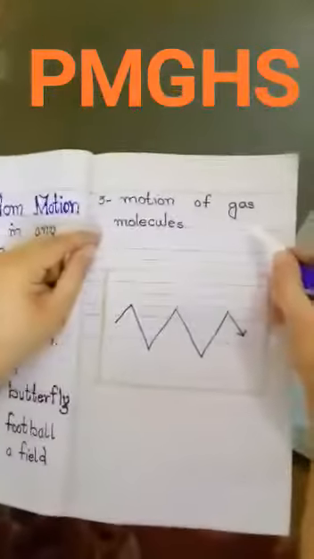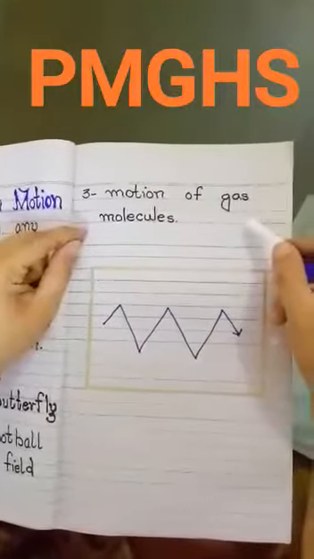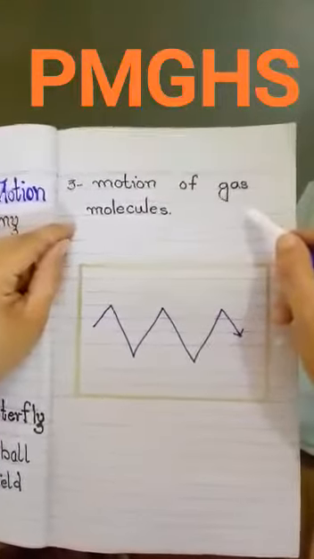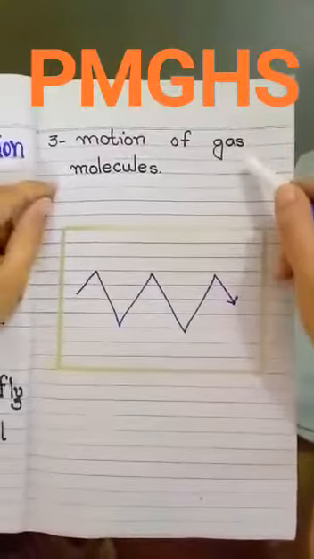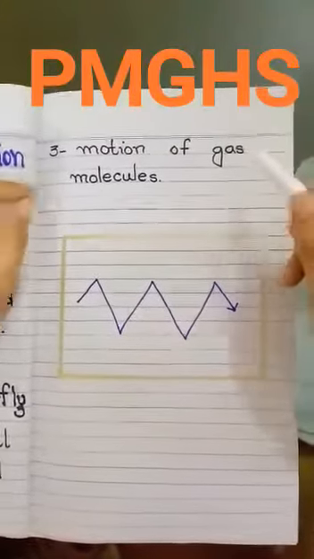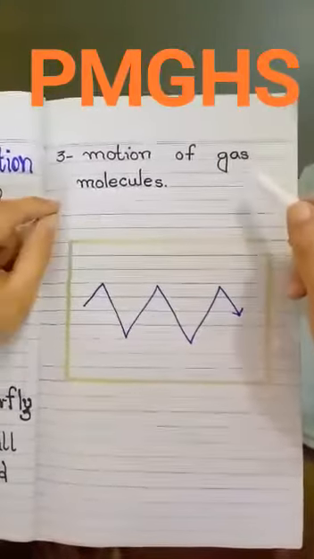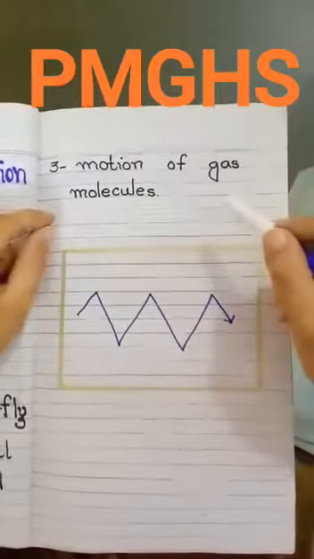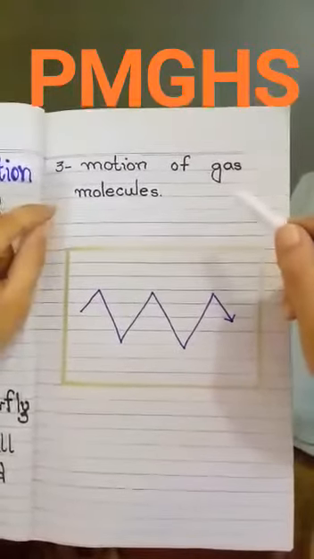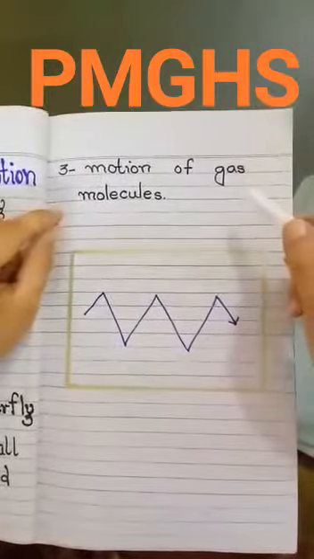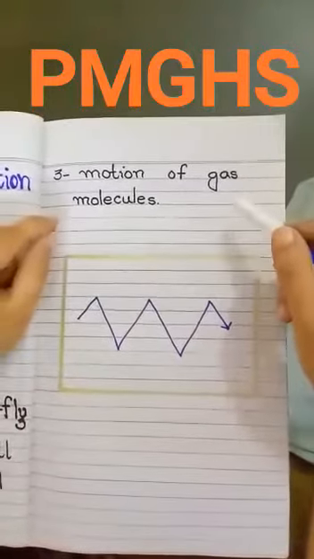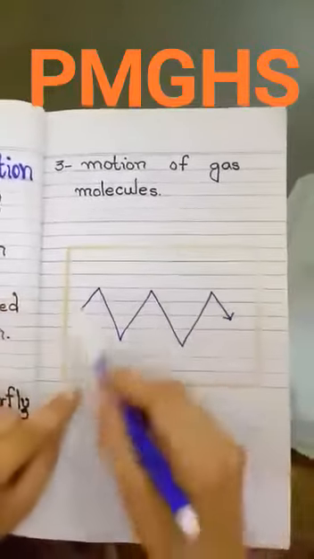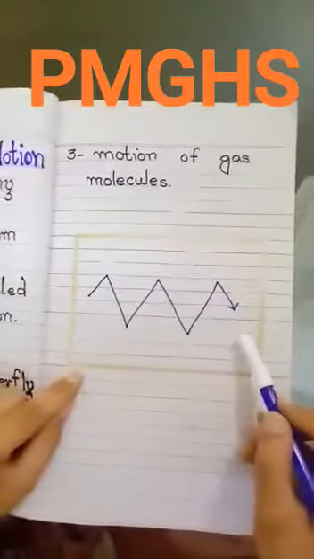Motion of the gas molecules is also random motion. The gas molecules are very fast moving inside the container. When they move fast, they move in an irregular manner, so they perform the irregular motion. The irregular motion is shown by this diagram.